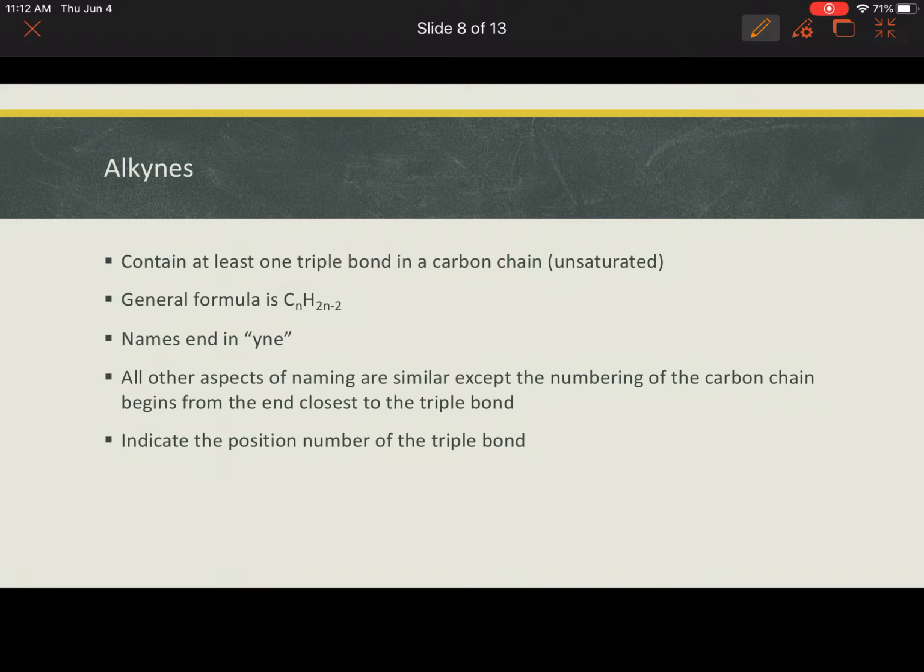So alkynes are essentially the same thing as alkenes, except instead of a double bond, now we've got a triple bond. Again, these are considered to be unsaturated. The general formula is CnH2n minus 2. So if we had 100 carbons, for example, you'd go 2 times 100 is 200, minus 2, 198 hydrogens. If we had C50, multiplied by 2 is 100, minus 2, 98. So it's always going to satisfy that formula.